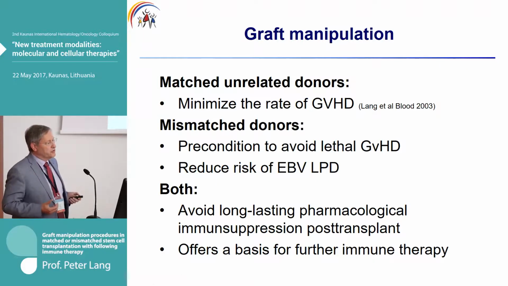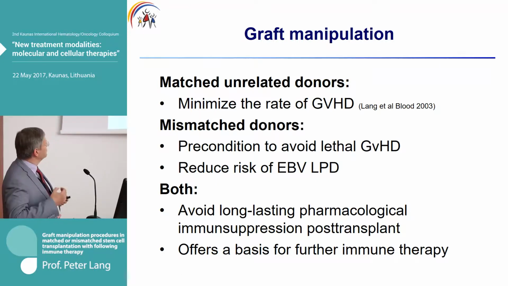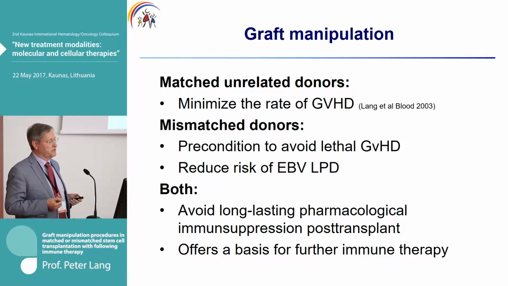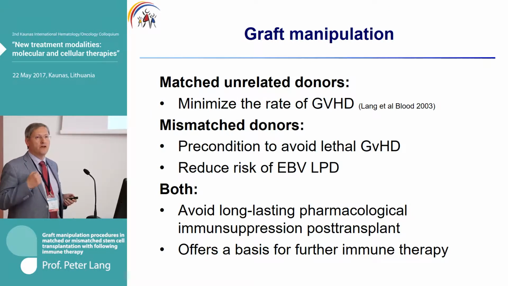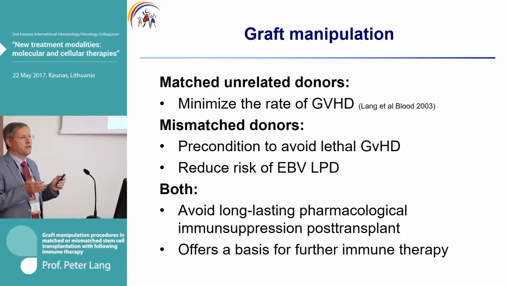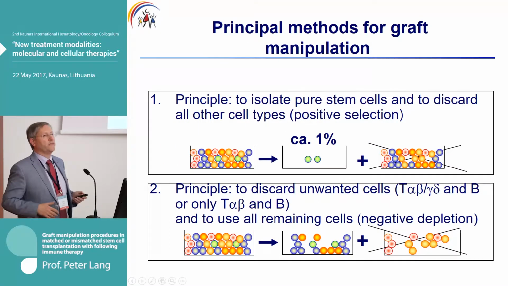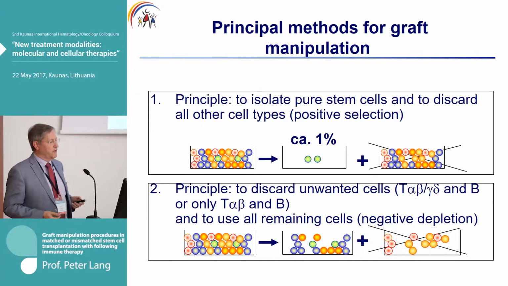So graft manipulation in matched unrelated donors can really minimize the rate of GvHD. In mismatched donors, it is a precondition to avoid lethal GvHD and to reduce the risk of EBV-LPD. In both, it is possible to avoid long-lasting pharmacological immune suppression post-transplant, which offers a basis for early starting further immune therapy after transplantation. So these are the principal methods for graft manipulation.